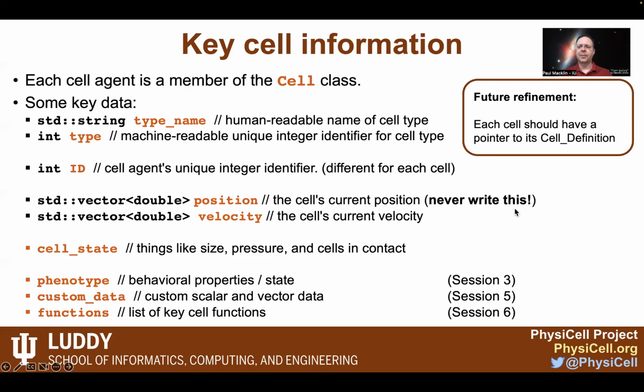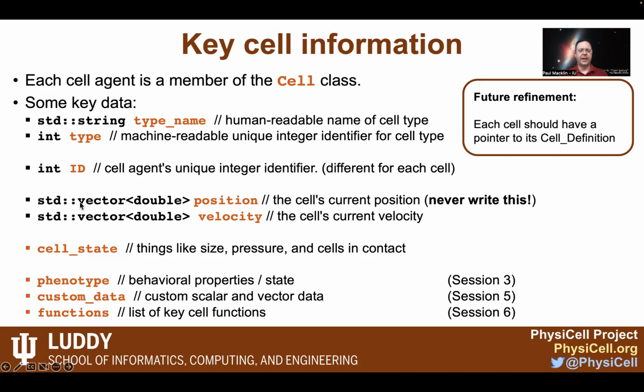So, ways to access some of the key information in PhysiCell. First, realize that each cell agent is a member of the cell class. And then they have these data, so the type name is that human readable string I was telling you about a moment ago. Here's our integer type and an integer ID. So these are really easy to access.